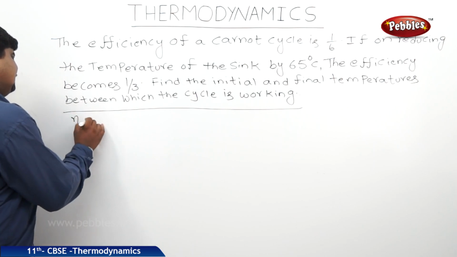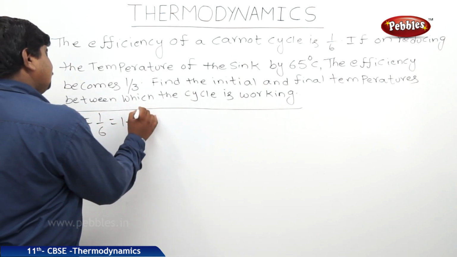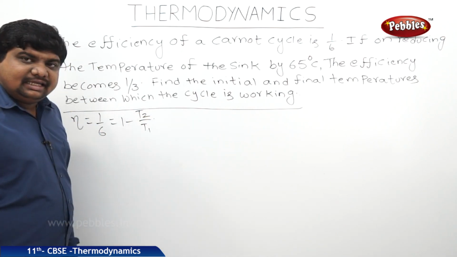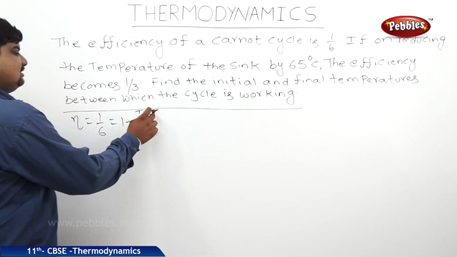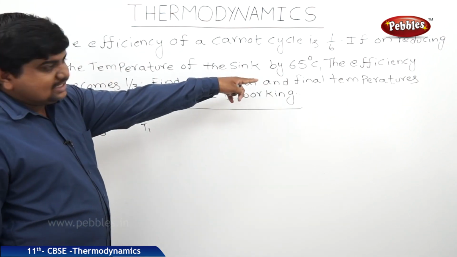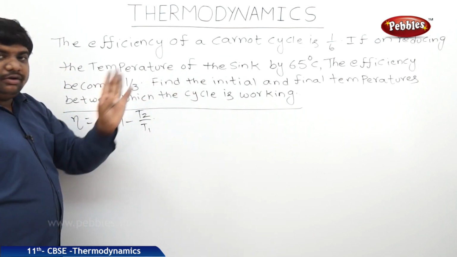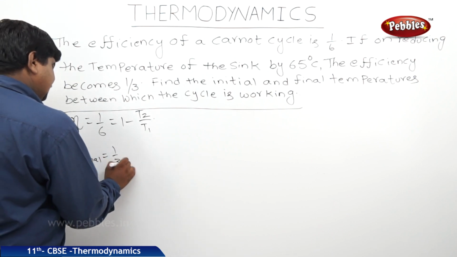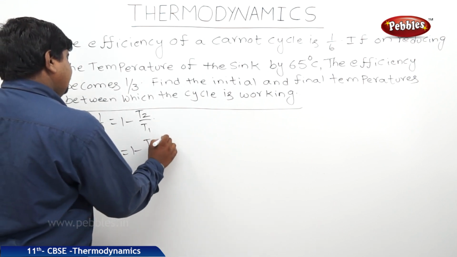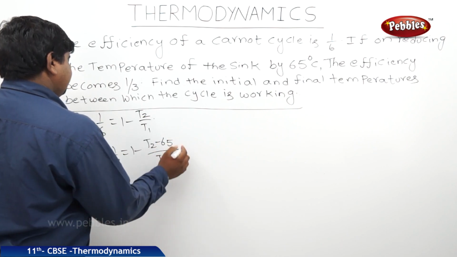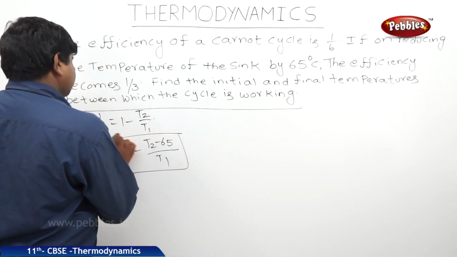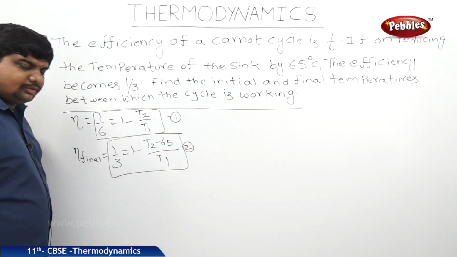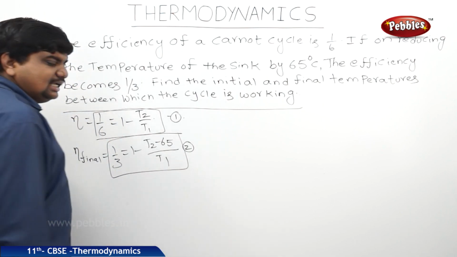So where eta is 1 by 6, that is nothing but 1 minus T2 by T1, that is T sink by T source. When the temperature of the sink was decreased by 65 degrees Celsius, the efficiency increased to 1 by 3. Therefore, eta final is equal to 1 by 3, that is equal to 1 minus (T2 minus 65) by T1. These are the two equations. Now we should find out the T1 and T2 values. So now I am dividing equation 1 by equation 2.